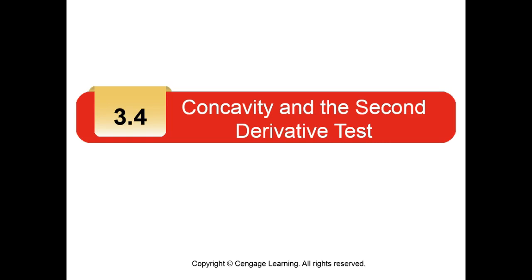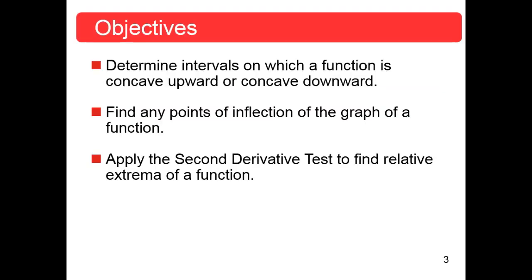So that leads to a concept called concavity. We haven't defined it yet. We will. But that's what the second derivative is going to do. So what we're going to do here, the objectives in this section, determine the intervals on which a function is concave up or concave down. The shape of the graph, is it concave up or concave down. Okay?